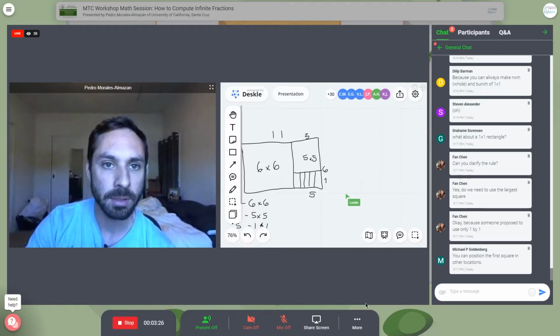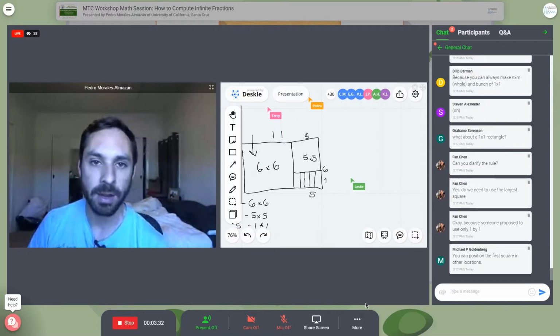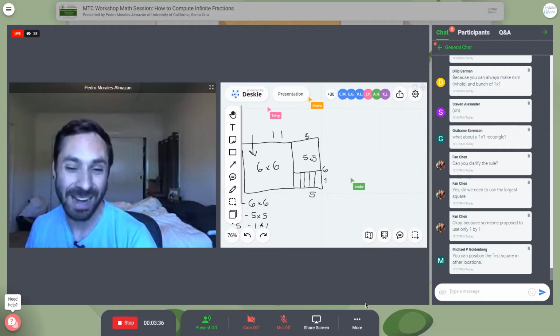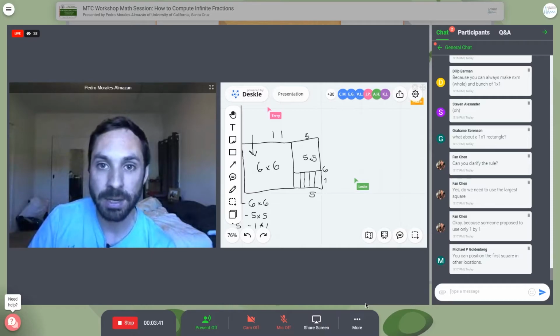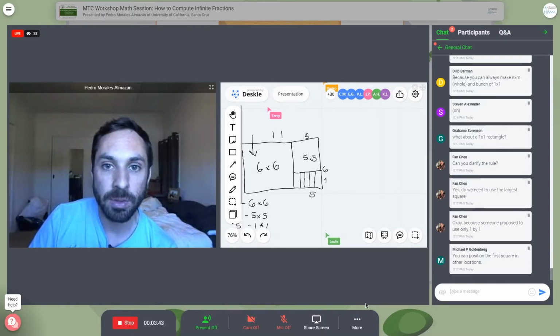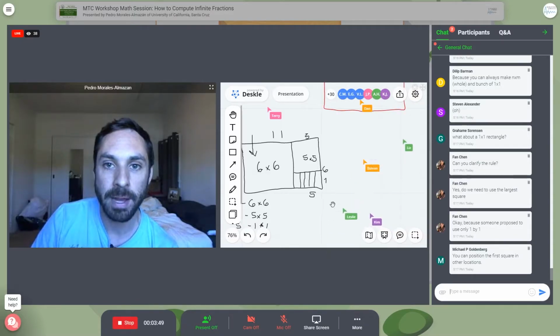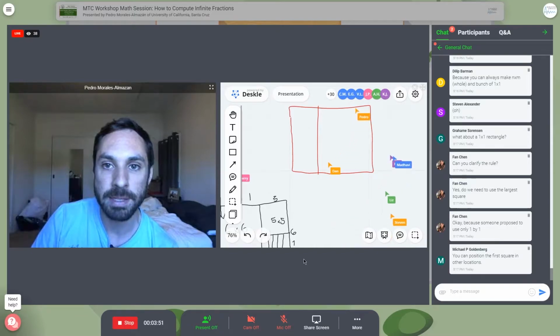So what I'm trying to say is that this square right here, I could have drawn it in the middle, or maybe to the right-hand side, or maybe not exactly in the middle, but somewhere in between. And the question is, if I have this square drawn maybe in the middle of my 11 by 6, would I still get the same decomposition?